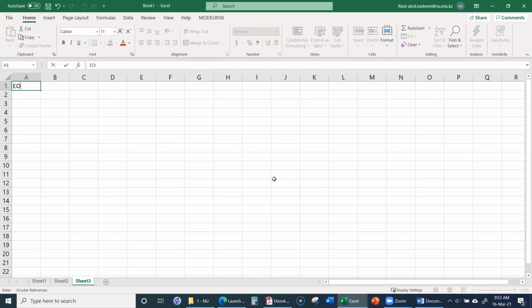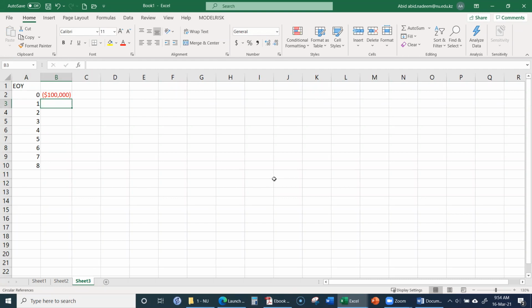So I will use the same data: end of year, 0, 1, 2, 3, 4, 5, 6, 7, 8. So we evaluate this project for the next 8 years. And then the cash flows are minus $100,000, and then these are like $22,000.